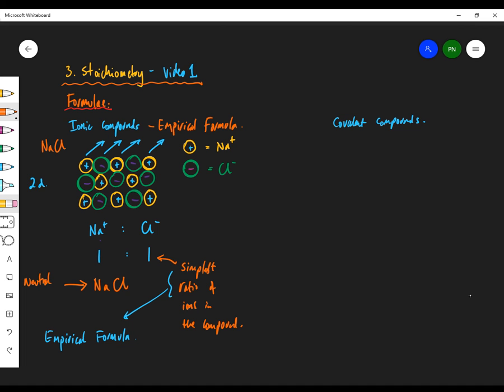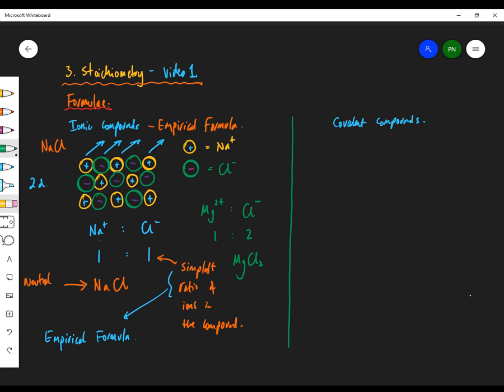How is it neutral? Well, 1 plus and 1 minus makes it neutral, so the ratio must be 1 to 1. If I looked at magnesium, which has a charge of 2 plus, and chloride, which has a charge of 1 minus, to make this neutral I'd need 2 chloride ions for every magnesium ion. Therefore the formula of magnesium chloride is MgCl2. But it's still an empirical formula, the simplest ratio. So that's ionic compounds and empirical formulae.